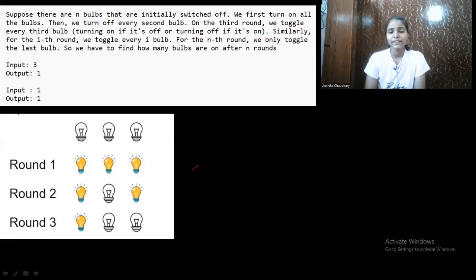Suppose there are n bulbs that are initially switched off. We first turn on all the bulbs. Then we turn off every second bulb. Then on the third round, we toggle every third bulb. What does toggle mean here? It means if the bulb is off, then you have to make it on, and if the bulb is on, then you have to turn it off. Similarly, for the ith round, we toggle every ith bulb. Now, for the nth round, we only toggle the last bulb. So we have to find out how many bulbs are on after n rounds.